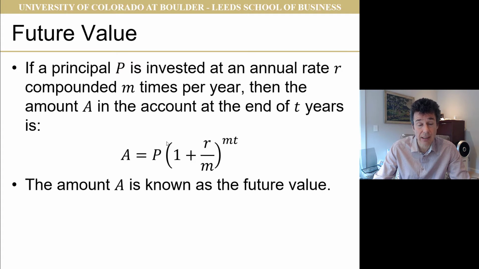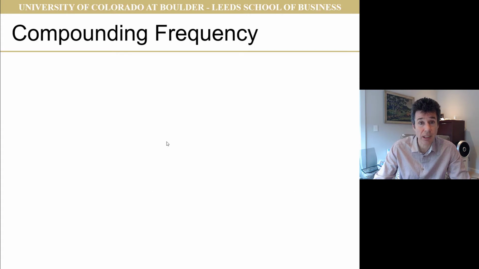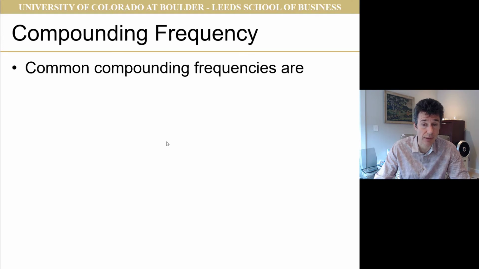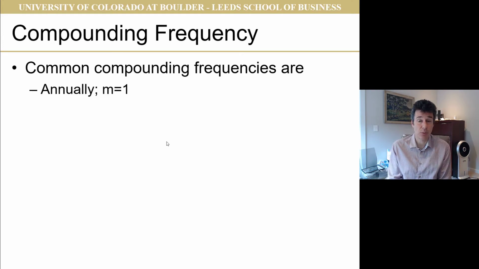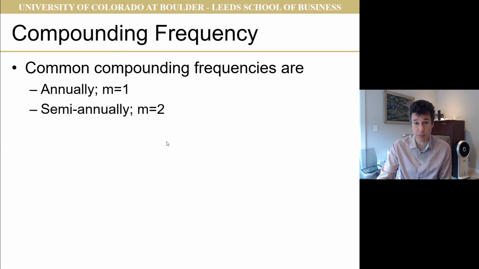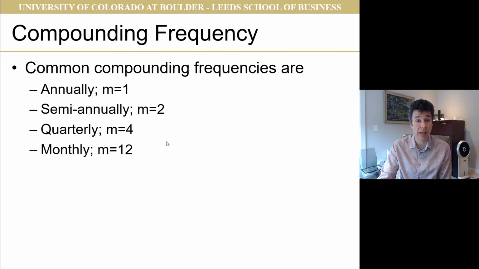Now that number M takes on some pretty common values. Common compounding frequencies are M equals 1, annual, M equals 2, semi-annual, M equals 4, quarterly, M equals 12, monthly, and daily, M equals 252. Those would be the most common compounding frequencies that we see.